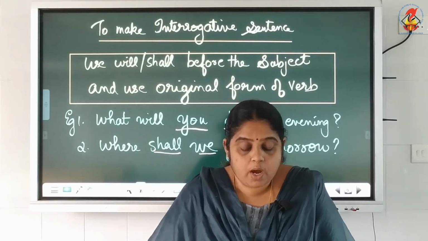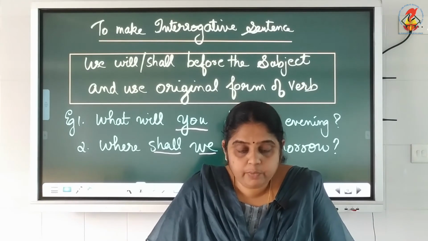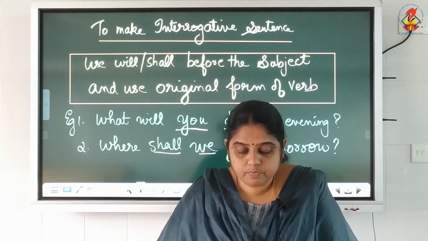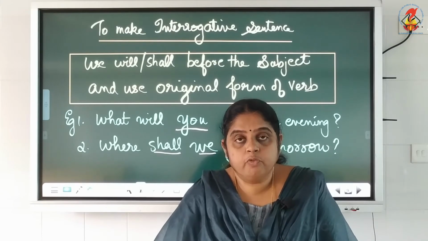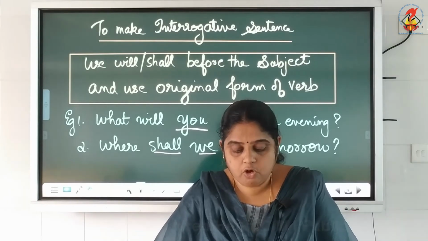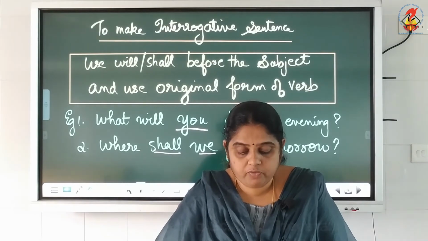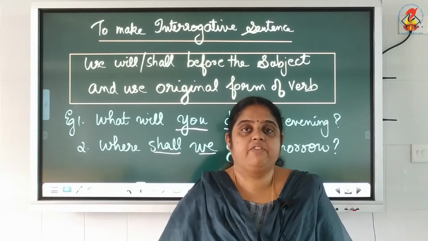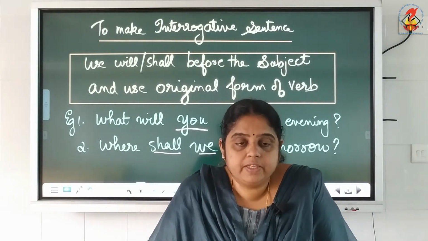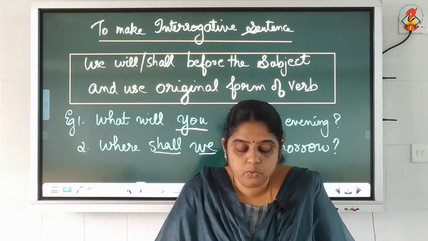Okay, so the first one, exercise D: what will you have for breakfast? That is the question. The answer is, I will have a sandwich for breakfast. To make the question, you have to use what, then will before the subject. You is the subject. What will you have, with the original form of the verb. What will you have for breakfast? Got it? Okay. The rest of the two examples we will do. The rest you have to do yourself and we will discuss in the Google Meet.